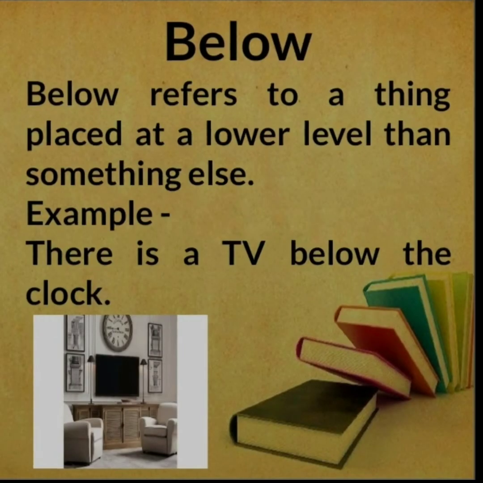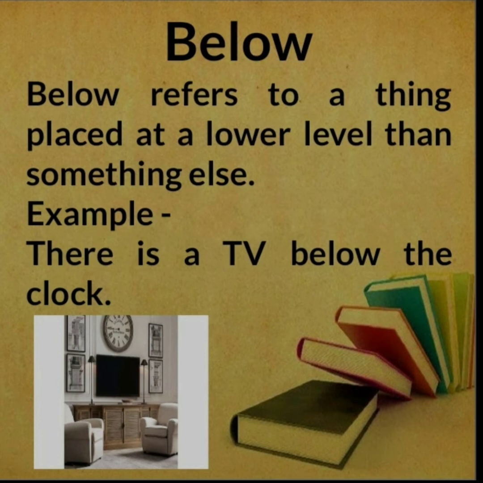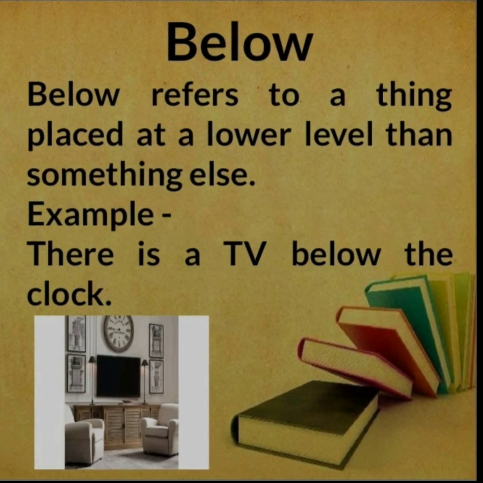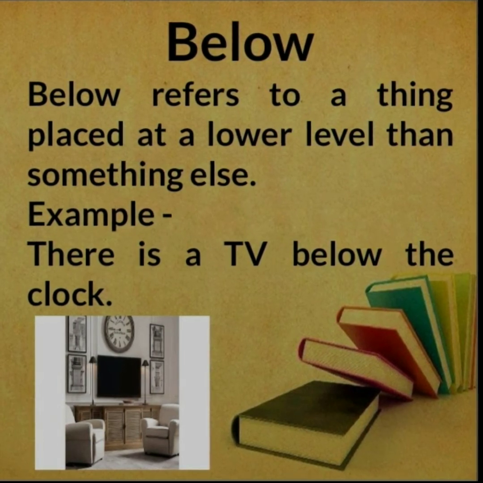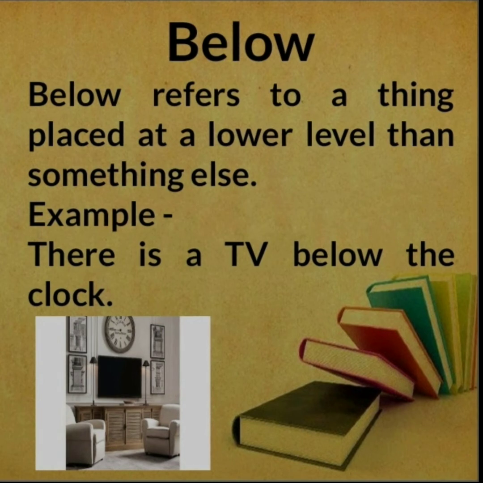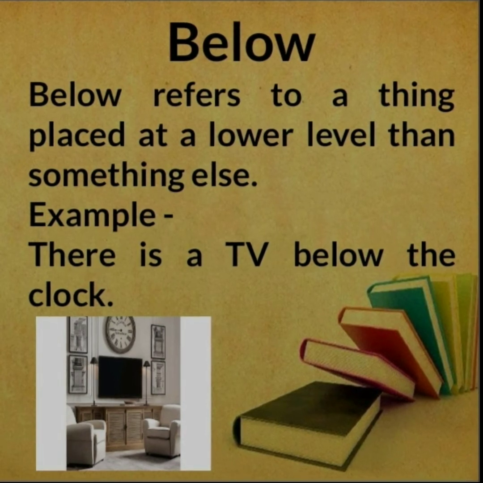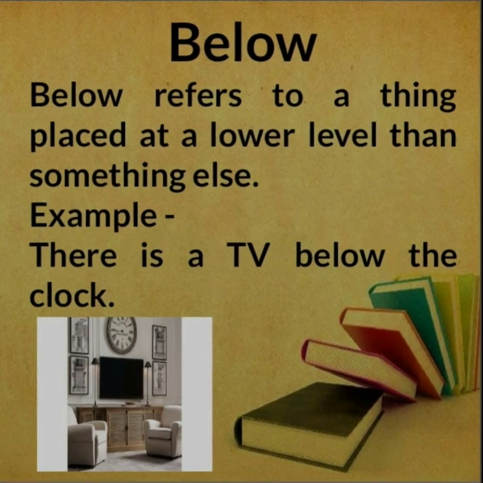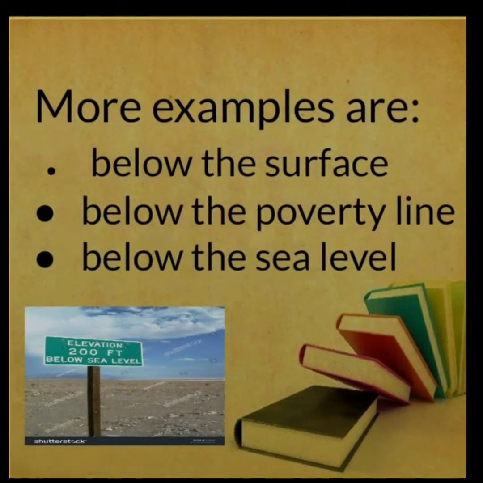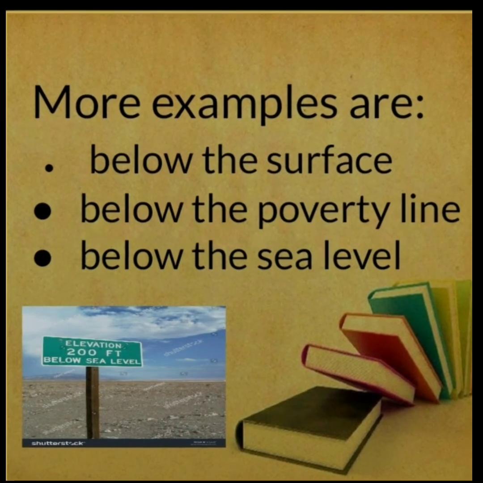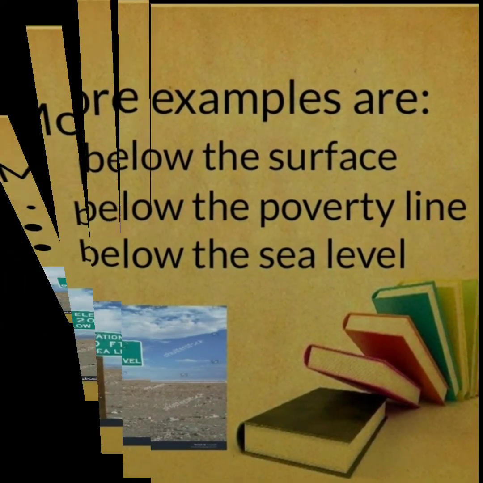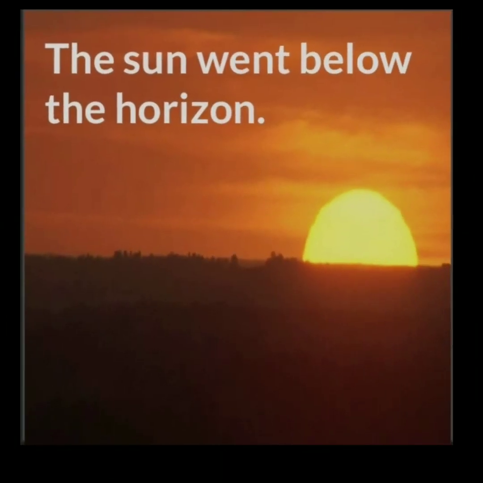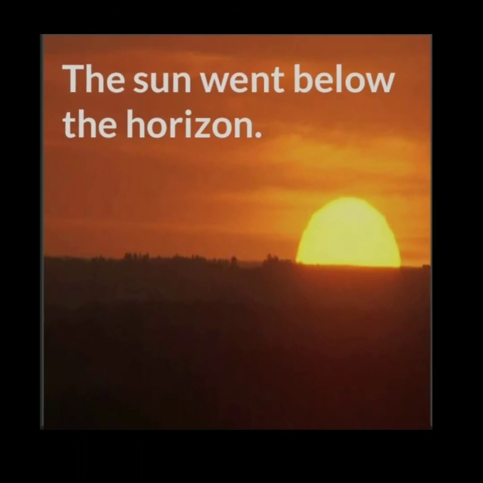Prepositions above and below are opposite to each other. Preposition below refers to a thing placed at a lower level than something else. For example, there is a television below the clock. More examples are below the surface, below poverty line, below the sea level. The sun went below the horizon.